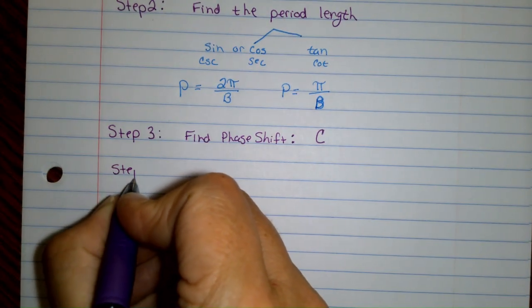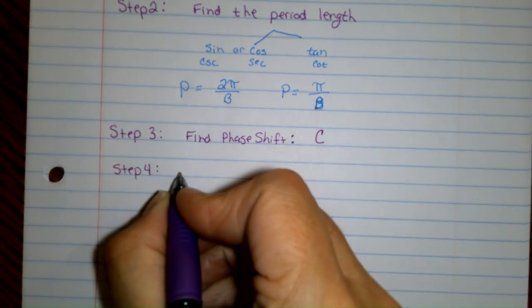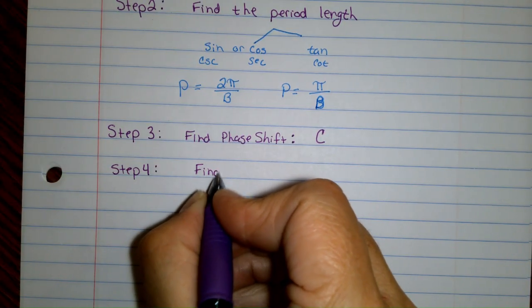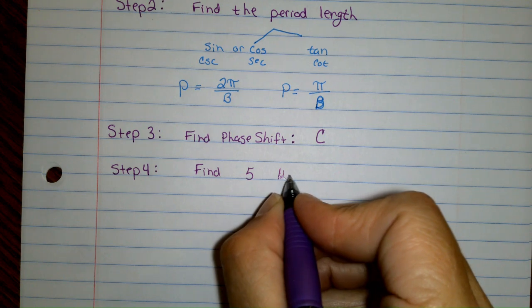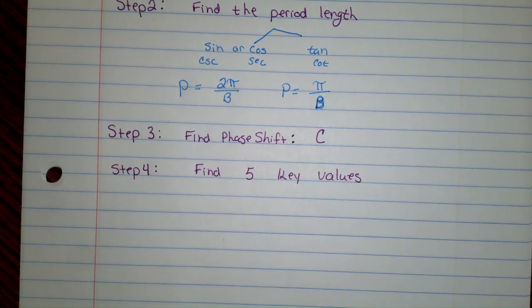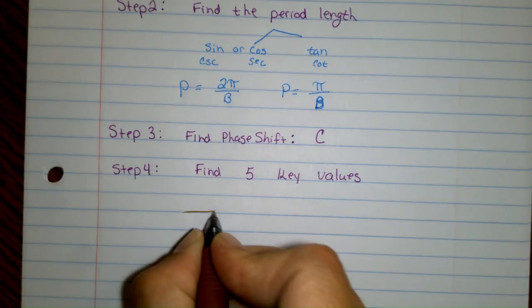Step 4. Find your 5 key values. And we need these key values so that we can know what our scale factor is, so that we can actually understand what is on the calculator. So our 5 key values. This is where it's going to be really key to come in here.